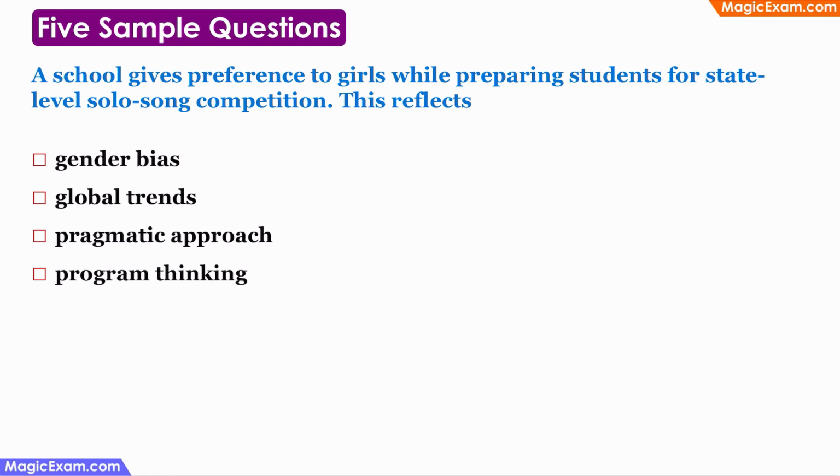A school gives preference to girls while preparing students for state level solo song competition. This reflects which of the following? Now here there is a clear indication of gender bias, because there might be an assumption that when it comes to singing, only girls can participate in such activities. Therefore, there seems to be gender bias that is happening here.